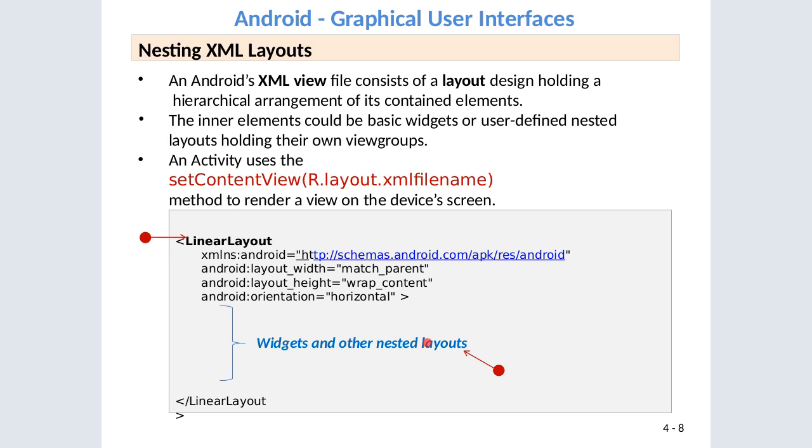Then you have nesting XML layouts. As you can see here, like I was explaining, we have a linear layout here. The linear layout is like a tag. It starts with an angle bracket and ends with a closing angle bracket right here. The same case, this is an opening tag. You have a closing tag down here. A closing tag in this case starts with an angle bracket, a forward slash, followed by the name of that particular layout or widget.